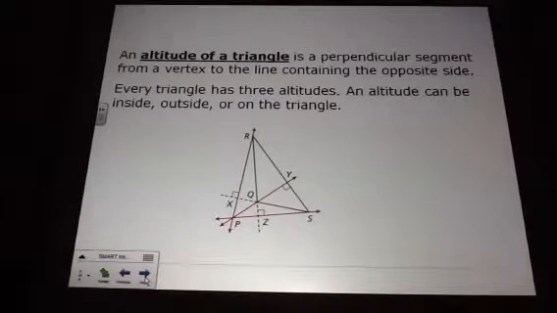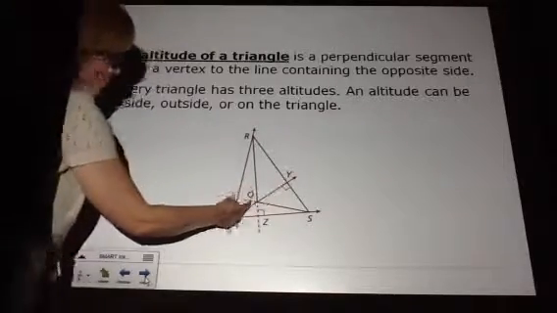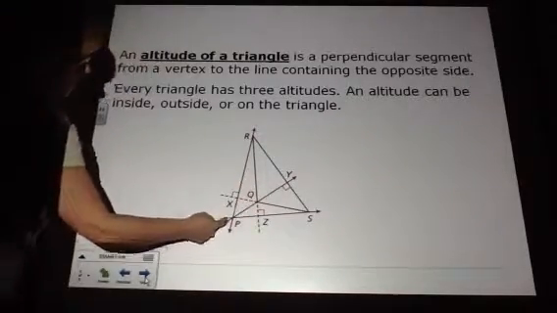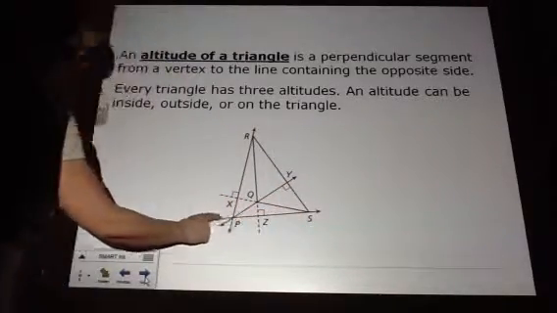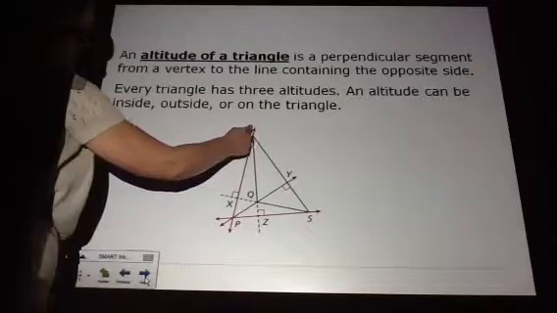All right, an altitude of a triangle is a perpendicular segment from a vertex to the line contained in the opposite side. Every triangle has 3 altitudes. An altitude can be inside, outside, or on the triangle. I believe in the past the altitude has been called the height of the triangle for you all, okay? So, we've got altitude right here, perpendicular. We've got an altitude right here, and we've got an altitude right here.